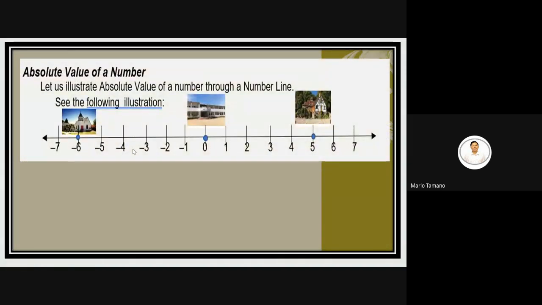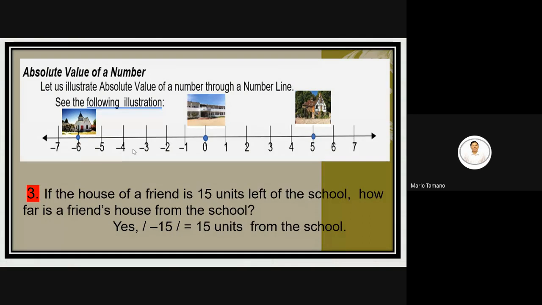Absolute value of a number. Let us illustrate absolute value of a number through a number line. See the following illustration. Number 3. If the house of a friend is 15 units left of the school, and this is the school, we have our point of origin or reference, the school still, that is 0. How far is the friend's house from the school? It's the absolute value of negative 15, which is 15 units from the school. Okay po?